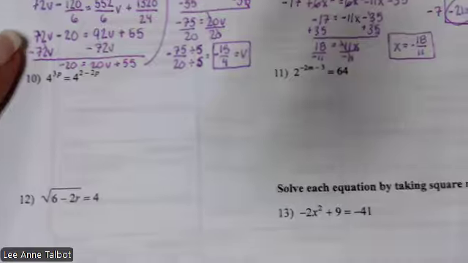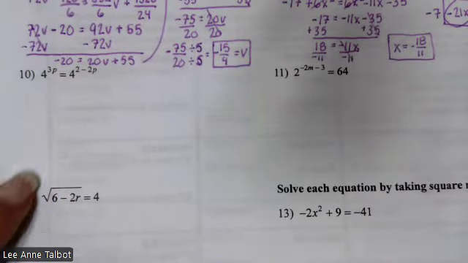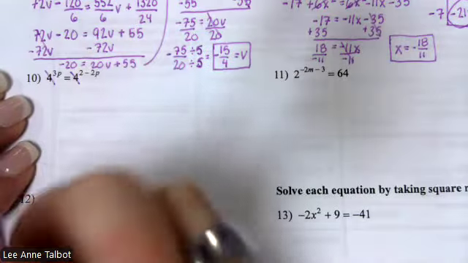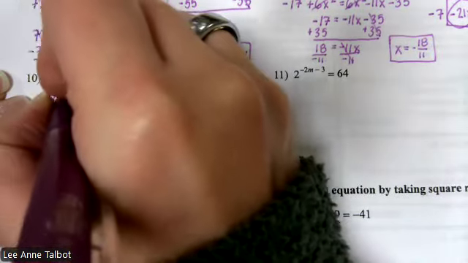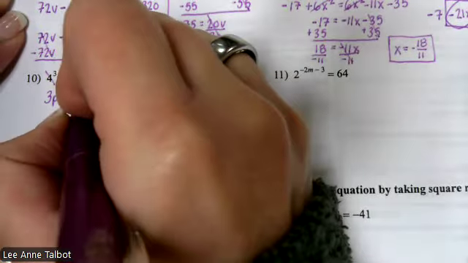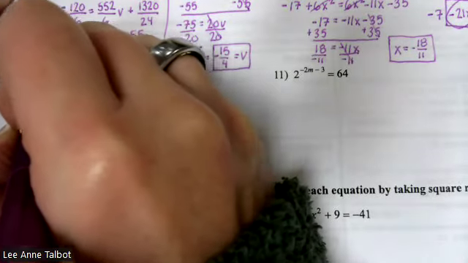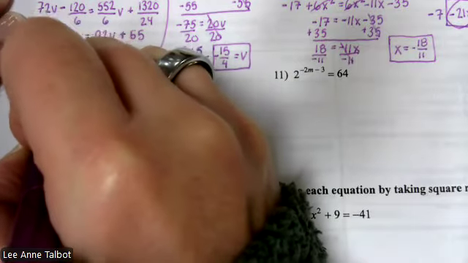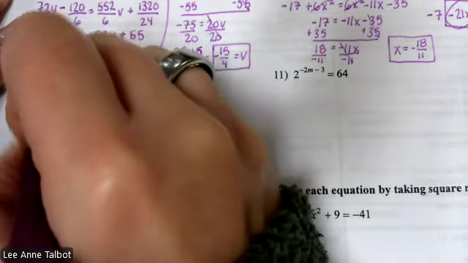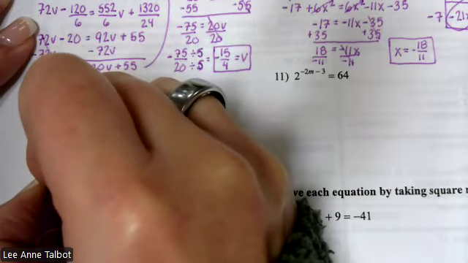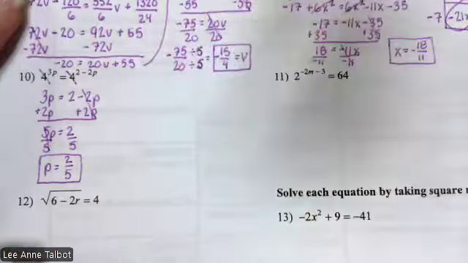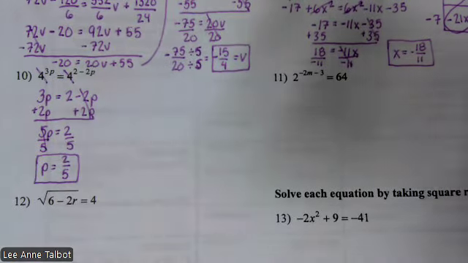Number 10 and 11 are both same base exponential equations. Number 10 already has the same base, which is exciting. I can just cross it out. 3p equals 2 minus 2p. Add 2p. 5p equals 2. P equals 2 fifths. Oh man, that one was great. I like that one.